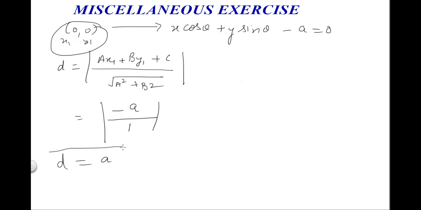So you see, the distance is what? A constant value a. A here is a constant. So we have proved that the distance of the normal from the origin, which is 0, 0, is a constant value, which is a. Clear? This is what we had to prove in question number 5. I hope you understand the question.